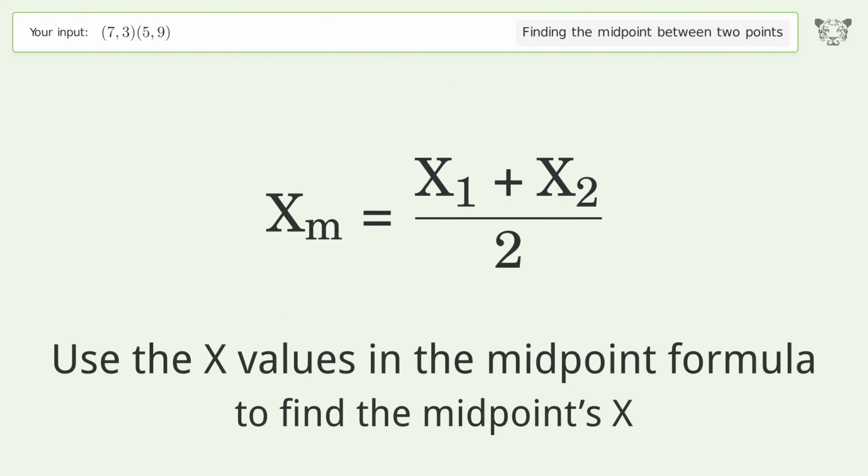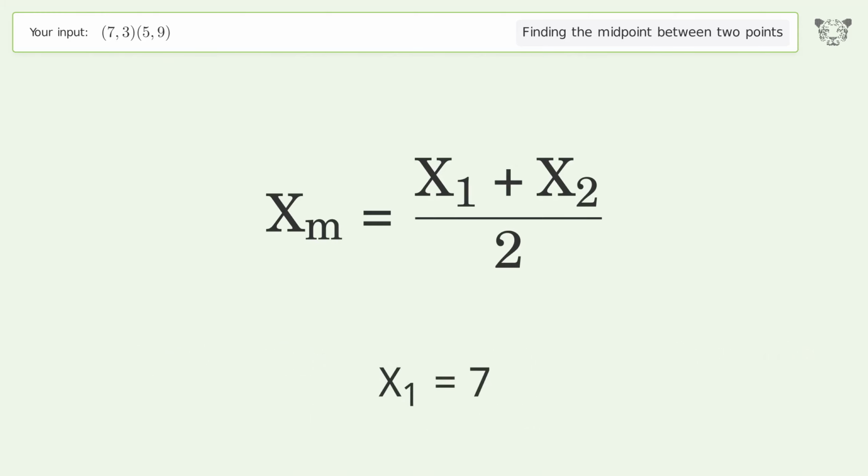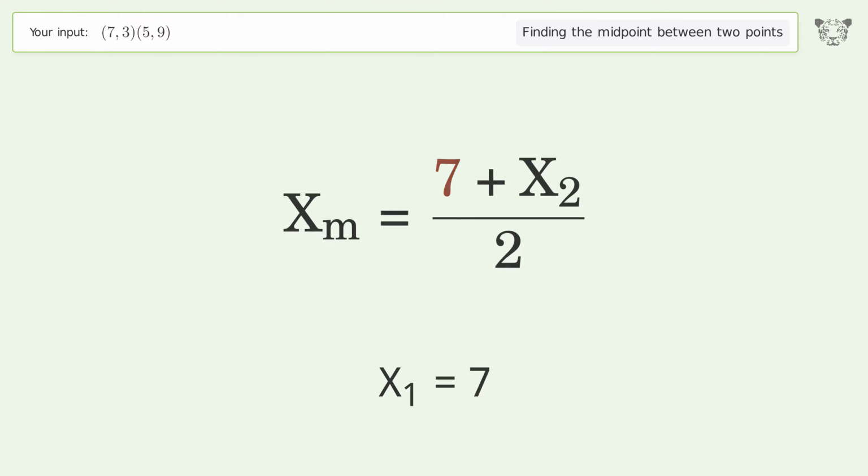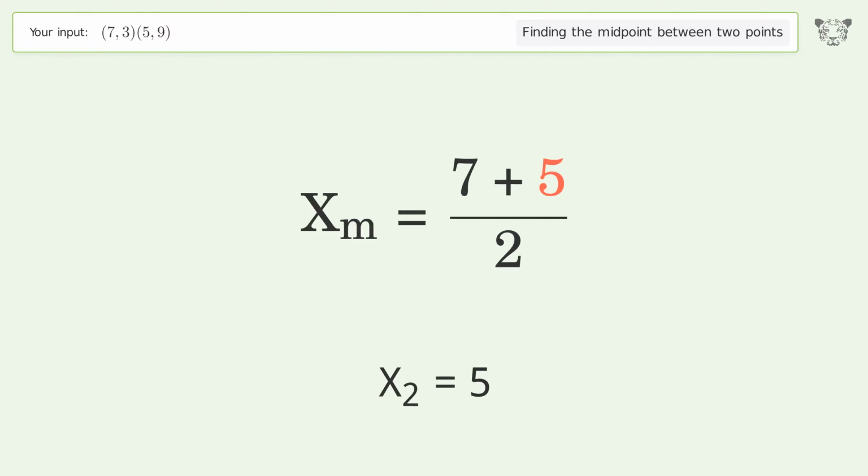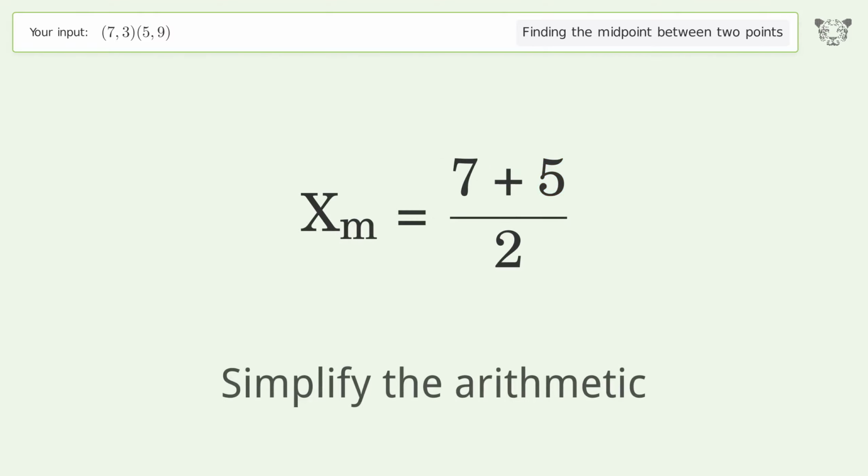Use the x values in the midpoint formula to find the midpoint's x. x1 equals 7. x2 equals 5. Simplify the arithmetic.